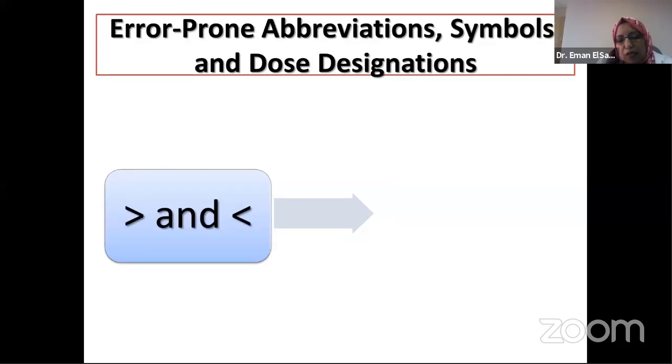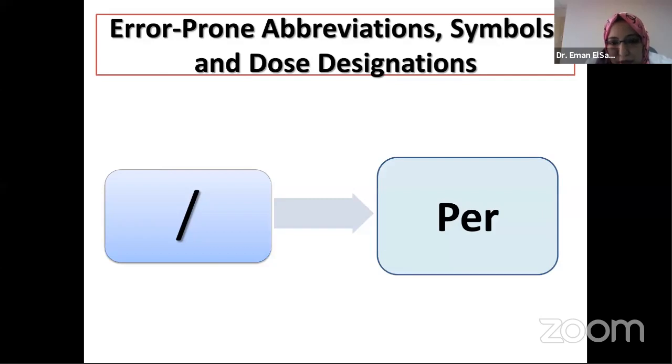These marks, which mean greater than or less than, may be misunderstood with the opposite meaning intended. Also, it could be mistaken as one or zero. This is a slash. A slash is written between two concentrations, so it may be added like one to one of them. So it should be written as per, not slash.